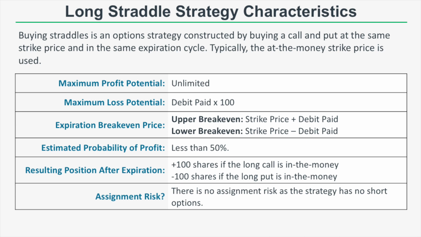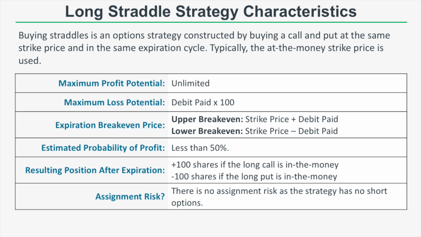Now the maximum loss potential for a long straddle is the debit paid times 100. So if you pay $10 in premium for a long straddle, then your maximum loss potential is $10 times 100 or $1,000 per long straddle. Now the maximum loss is a very rare scenario because that only happens when the stock price is right at your long straddle strike price. So most of the time a long straddle will expire with some intrinsic value, but there still could be a substantial loss there if the stock price does not move away from that strike price.